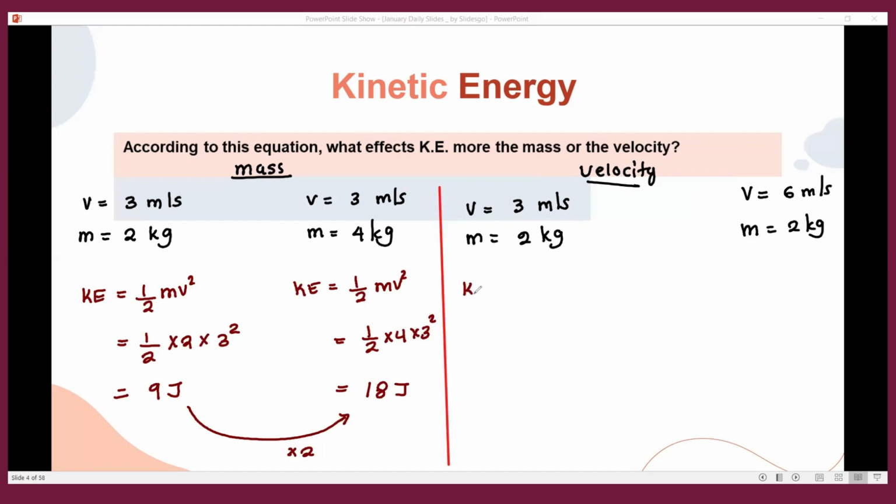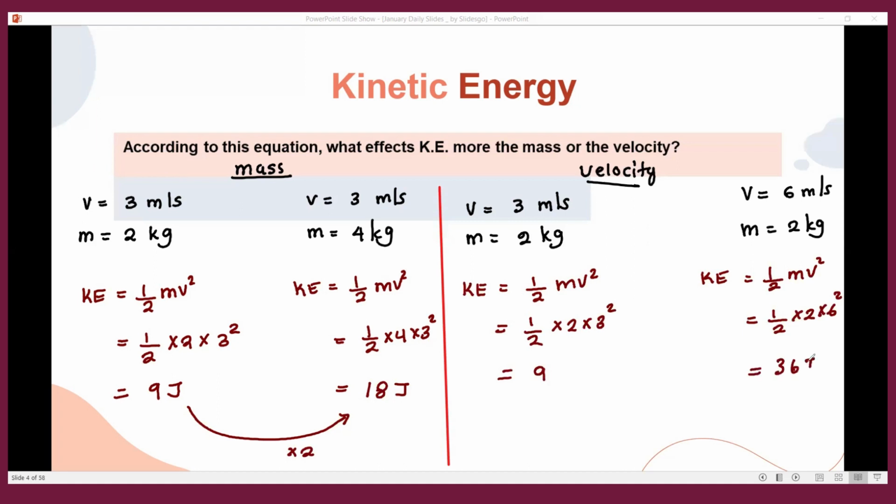Now, kinetic energy is half into mv squared. Here it is half into 2 into 3 squared, and this is half into 2 into 6 squared. The answer here is 9, but the answer here is 36 joules, which is 4 times greater than the initial kinetic energy. So which factor, the mass or the velocity, affects the kinetic energy more? It is obviously the velocity.